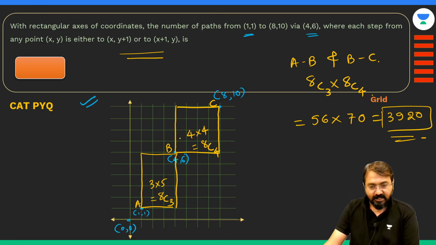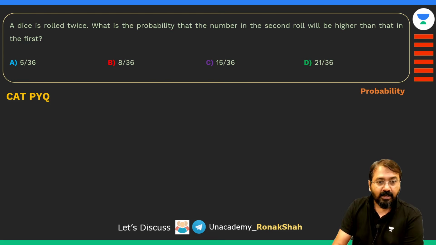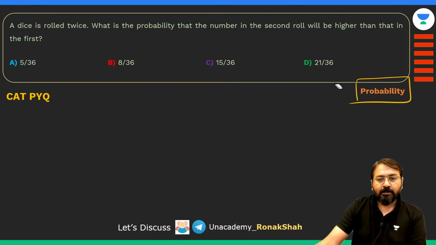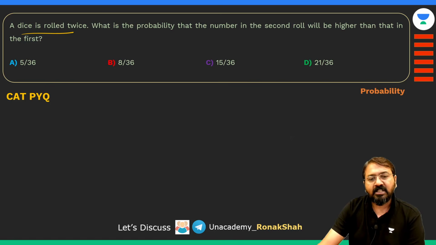ठीक है। Yes, okay, so I really hope you have understood this question as well, right? Now let's take up some question from probability, ठीक है। Probability का पहला question, a dice is rolled twice, what is the probability that the number in the second roll will be greater than that in the first roll?